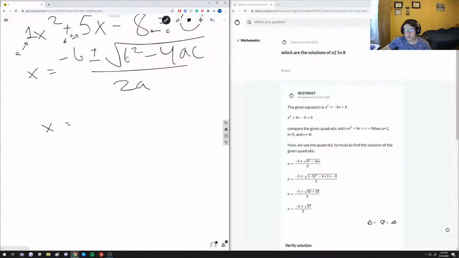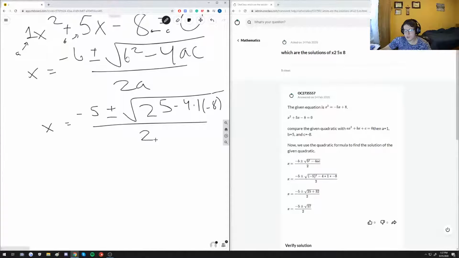So in this case, our b is 5, so we're going to get negative 5 plus or minus, and then we're going to have b squared, which is 5 squared, which is 25, minus 4 times 1 times c, which is minus 8, all over 2 times 1, so just 2. So we can write this as minus 5 plus or minus the square root, and then we know minus 4 times minus 8 is 32. 25 plus 32 is 57, and that's over 2. So this is essentially our solution.